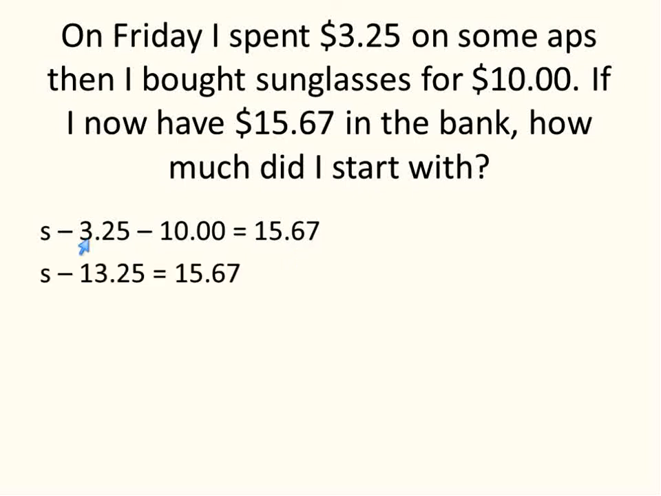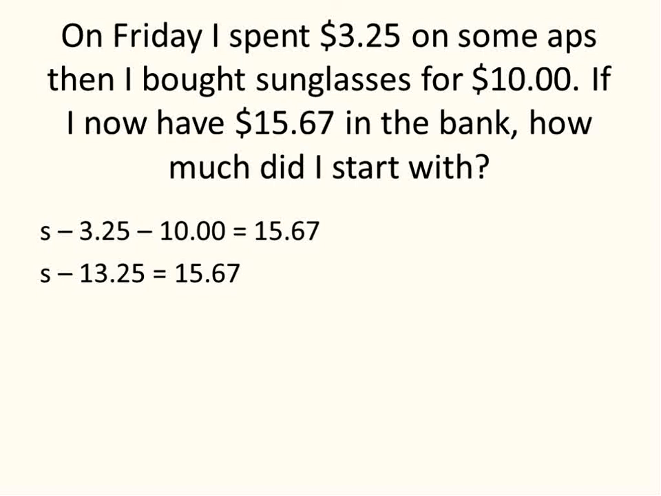So we're going to simplify that by joining together these two numbers, 3.25 and 10, that we're taking away. So we're going to take away 13.25. That's how much we spent total. And so how much we started with, minus 13.25, leaves us with 15.67. This is an equation with subtraction.